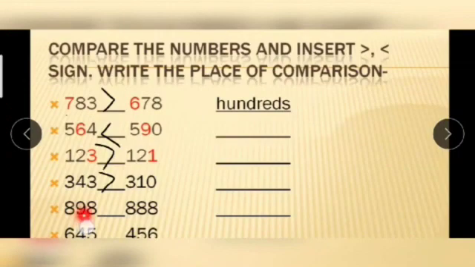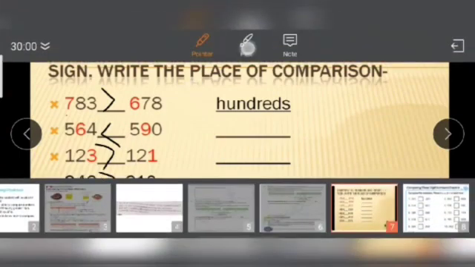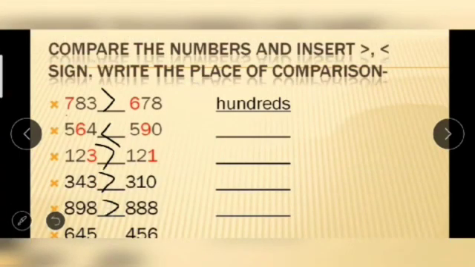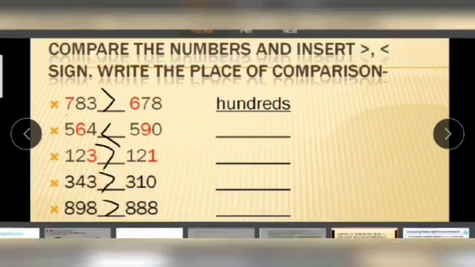Now again here, 898 and 888. First of all we have to see the number on the 100 place. Both numbers are the same on the 100 place, 8 and 8. Now we have to see the digit on the tens place. Here 9 is on the tens place. Here 8 is on the tens place. That's why 9 is greater than 8. That's why 898 is greater than 888. We have to add the sign here. Greater than.